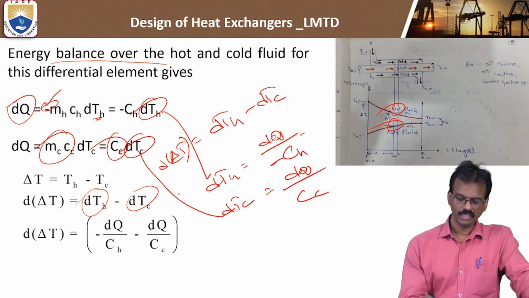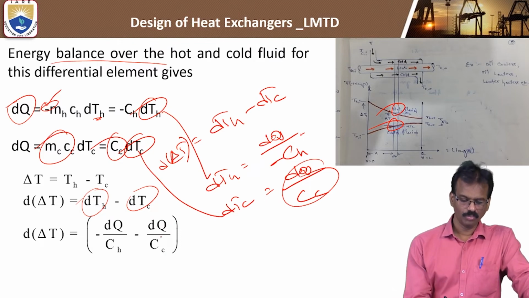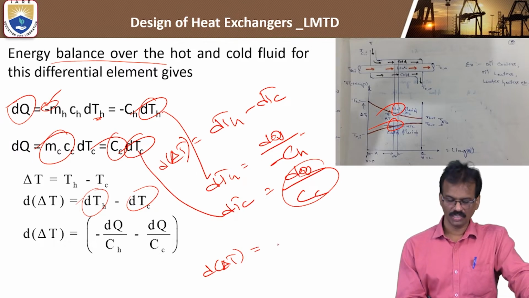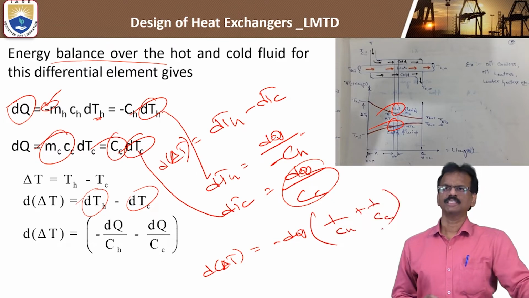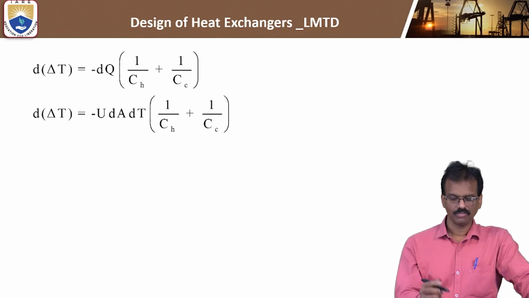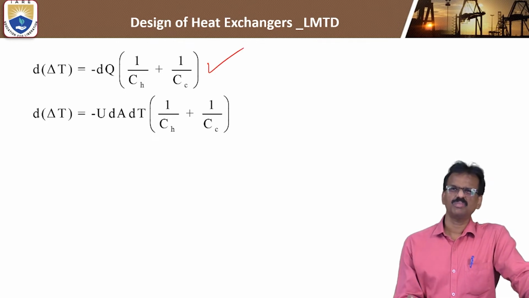Then dTc is equal to dq by cc, so minus dq by cc. In both cases, the derivative of delta T is equal to, with minus dq as the common term, 1 by ch plus 1 by cc. So this is the formula: the derivative of delta T is equal to minus dq into 1 by ch plus 1 by cc.